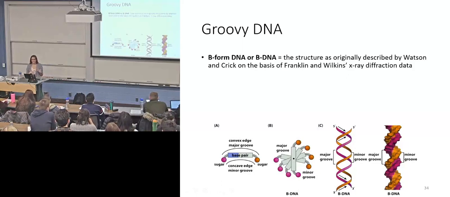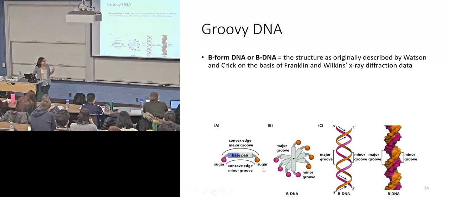So B form, beta DNA, original DNA, canonical DNA is another name I might use. Okay, sort of the OG structure as described by Watson and Crick on the basis of some other people's X-ray diffraction data. Okay, but we have some key features.